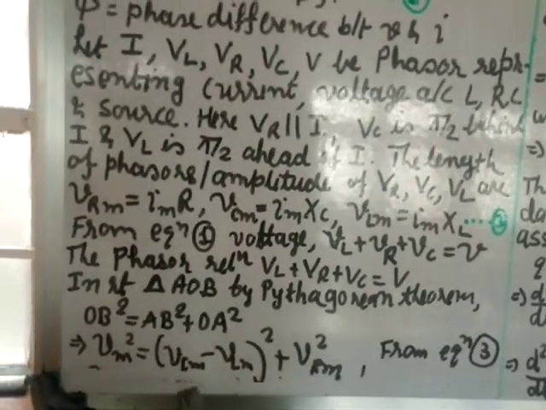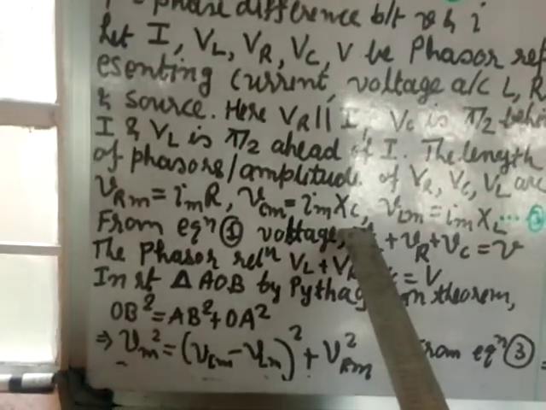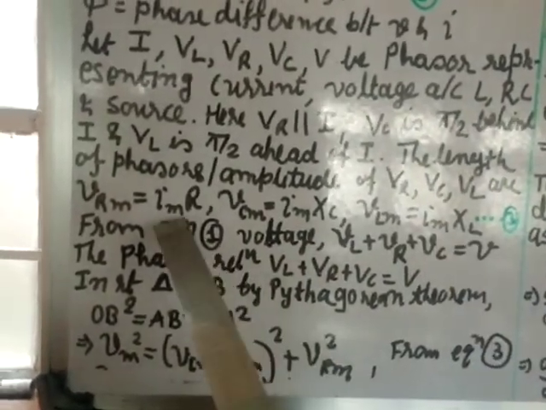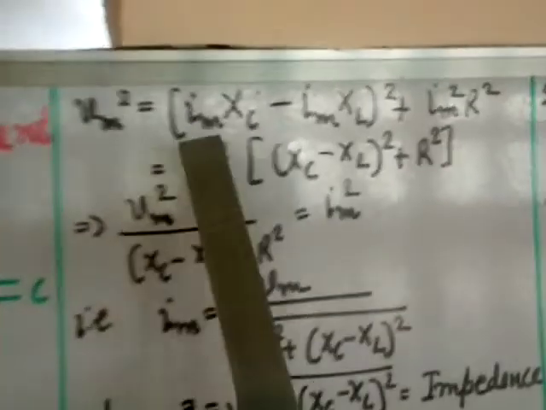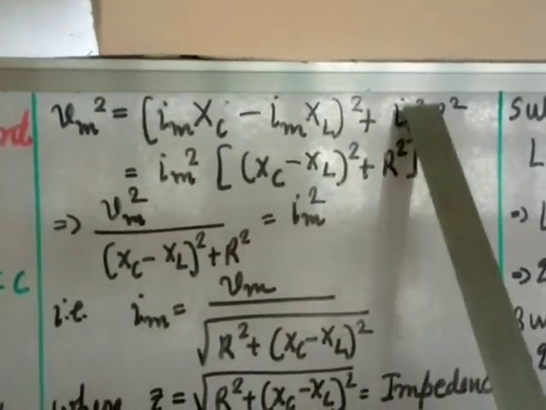Now from equation 1 I'll put the value of VCM. What is the value of VCM? This one, IMXE. Then for VLM, what is the value? IMXL. And VRM is IMR. So these values will be placed here. So VM square is equal to IMXE minus IMXL whole square plus IM square R square.